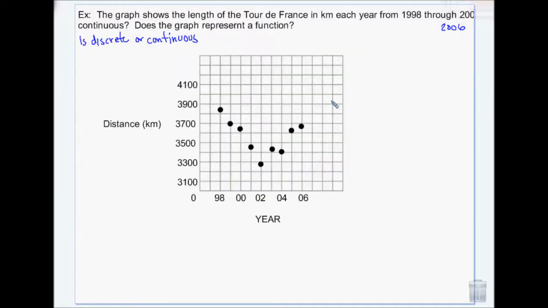It's the length of a race each year. They have one race a year, and it has a different length each year. Is that discrete or continuous? It's going to be discrete, right? Because it's not flowing, right? So this is a discrete graph.